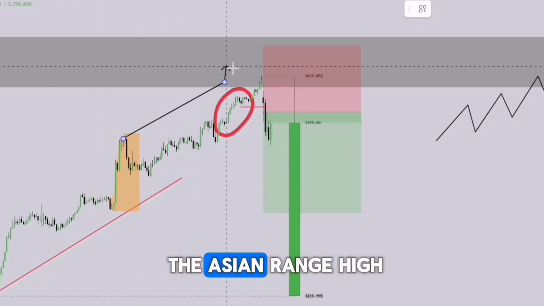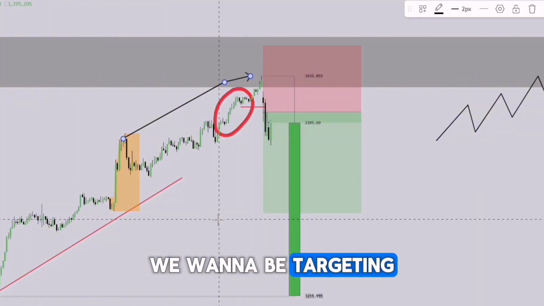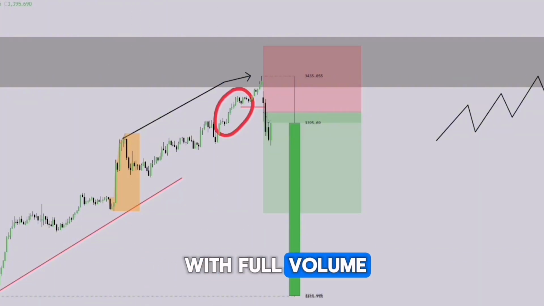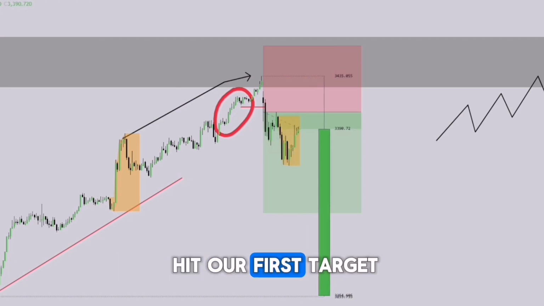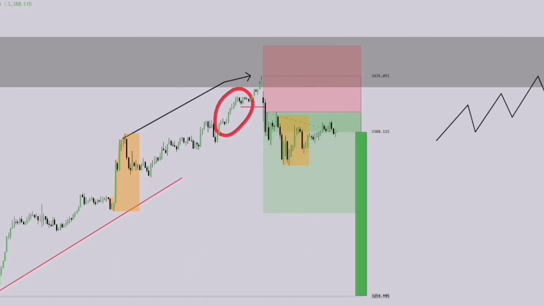So price takes out the Asian range high. We want to be targeting the Asian range low with full volume. And so that's kind of what happens here during the Asian session, right? So we kind of hit our first target later on in the Asian session.